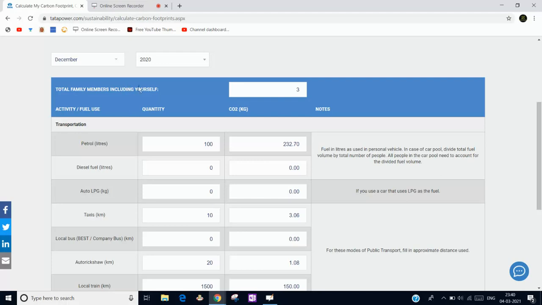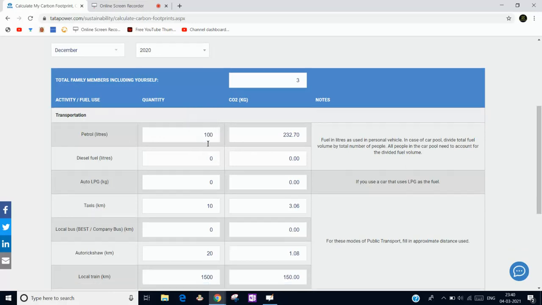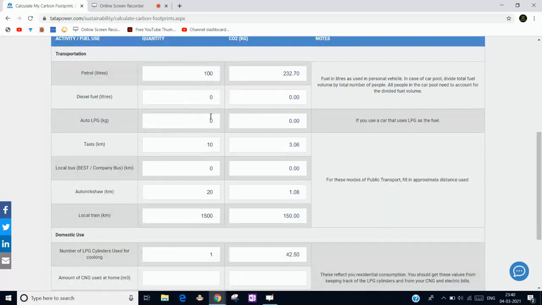So first you have to add the month and year. Then how many family members there are, then how much petrol you consume in one month, in liters. Here I've added my data. Diesel fuel, not using. Auto LPG: if your automobile is running on LPG, you can use it, otherwise put a zero. How many kilometers you have ridden in a taxi, that I've also written here.